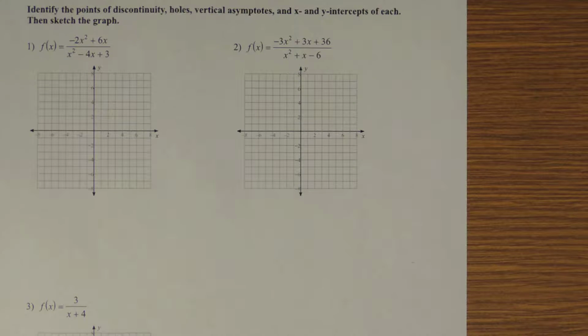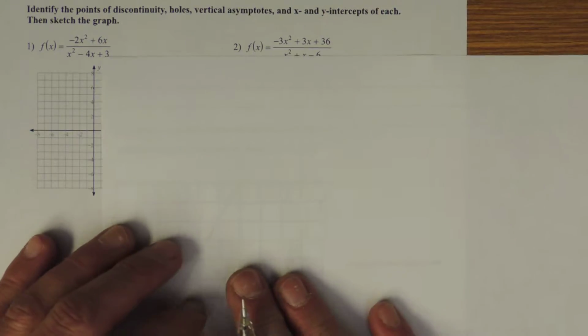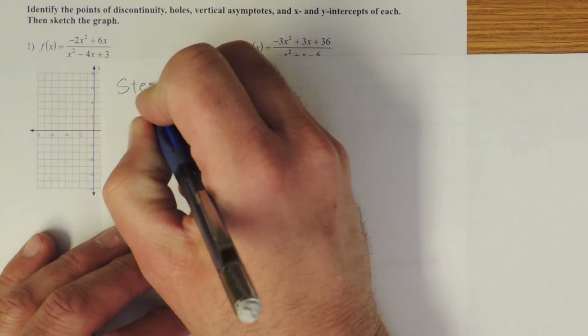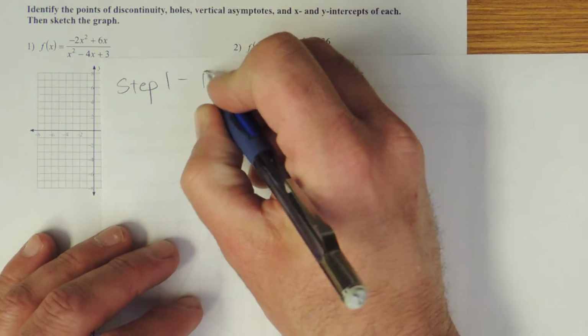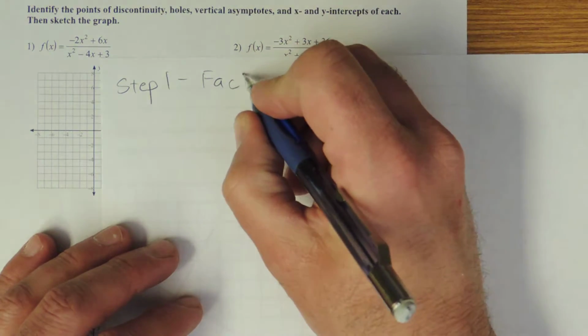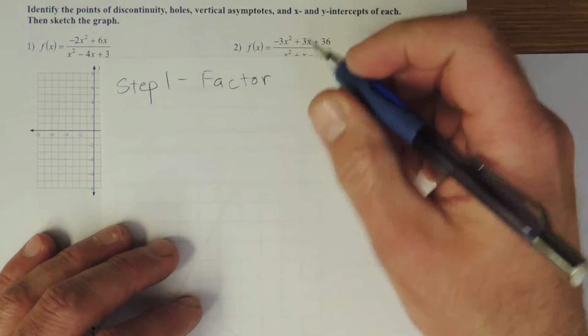Problem number 1. The instructions say identify points of discontinuity, holes, vertical asymptotes, x and y intercepts. You also need to find the horizontal asymptotes in order to sketch the graph, which is the final thing in the instructions. So step 1: factor the numerator and the denominator, or factor the rational function.